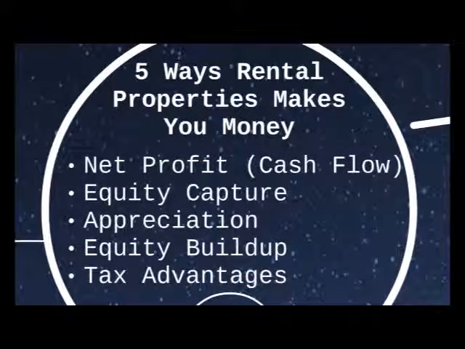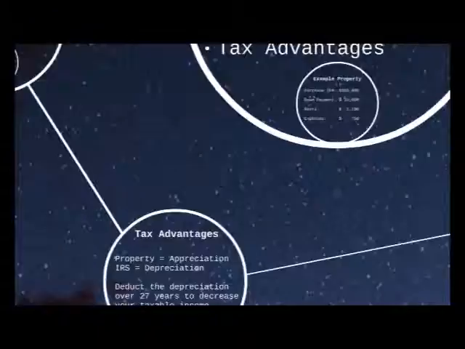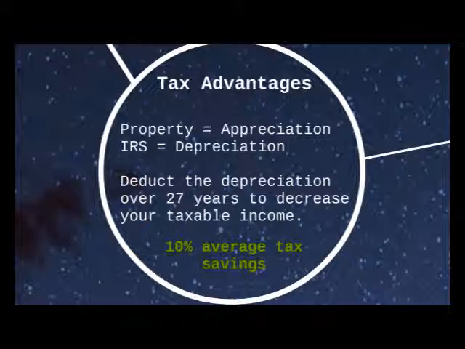The last one in the 5 ways rental properties make you money is the tax advantages. Now, the tax advantages can vary depending on each person because some people may have a higher tax bracket than others. What I want you to remember is that your property goes up in value. We all know that. We see prices of homes go up and up and up. But the IRS, the Internal Revenue Service, who collects taxes, says in their code that your property actually depreciates in value. So they allow you as an investor to deduct the depreciation over 27 years to decrease your taxable income. On average, that's about 10% tax savings. So that's another way rental properties make you money by saving you on your taxes every single year.